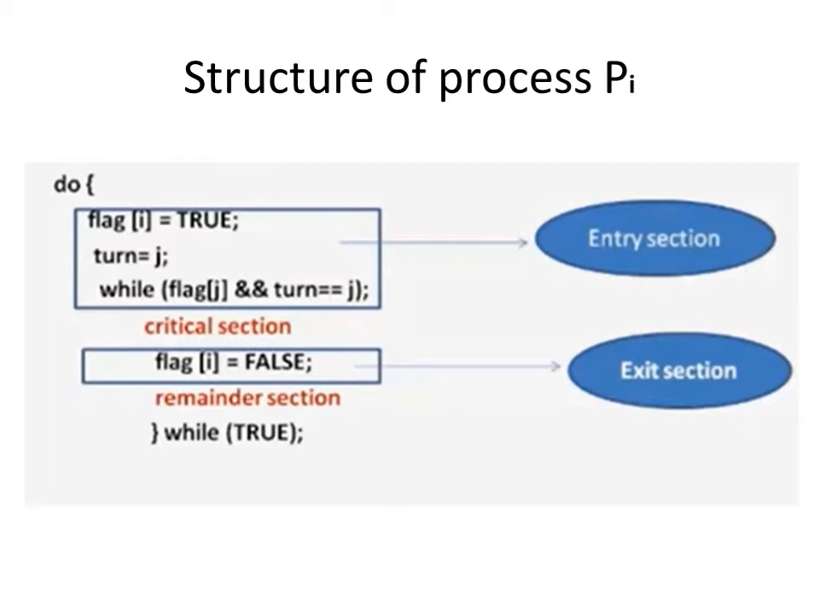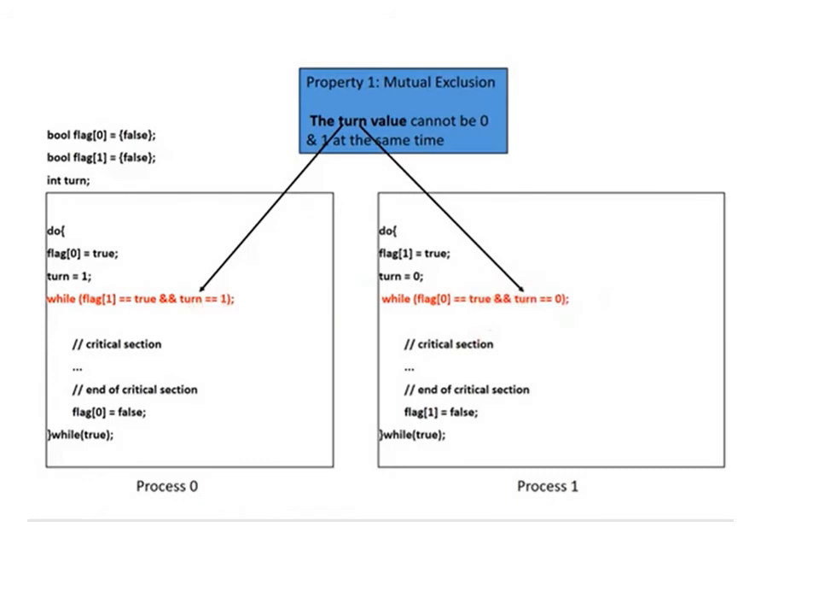If both conditions are true, that means Pj is interested to enter the critical section, or Pj is already present in the critical section. So process Pi has to wait until Pj completes. After completion of the critical section, the flag of j is set to false and Pi will execute the critical section. Okay, we will discuss it through two processes here.